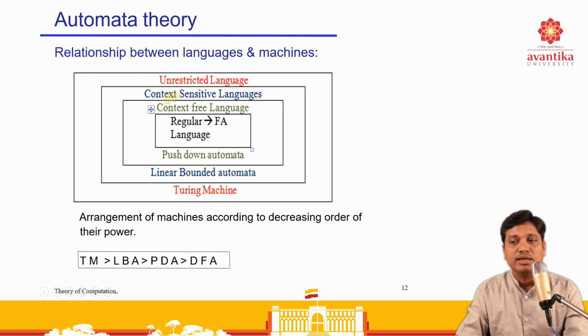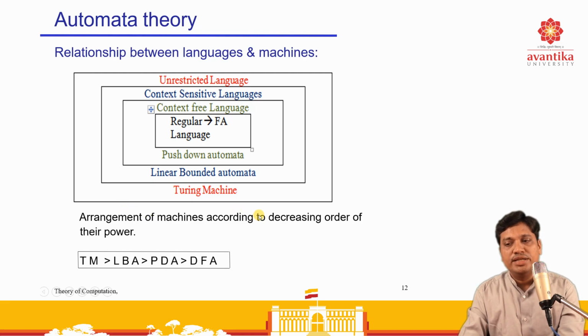The third one is context-sensitive languages and its acceptance model is linear bounded automata. And the fourth one is unrestricted language, and the most powerful acceptance model is Turing machine. And unrestricted language is further divided into recursive language and recursively enumerable language.